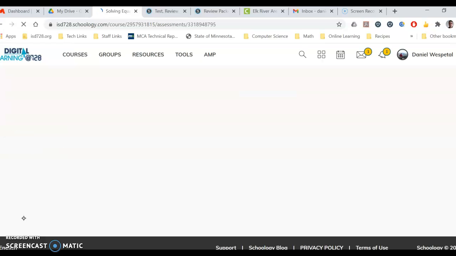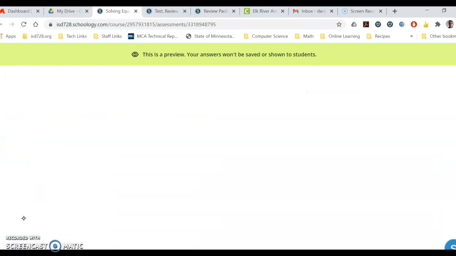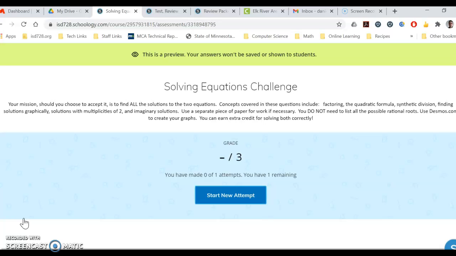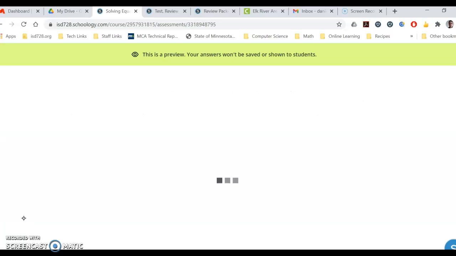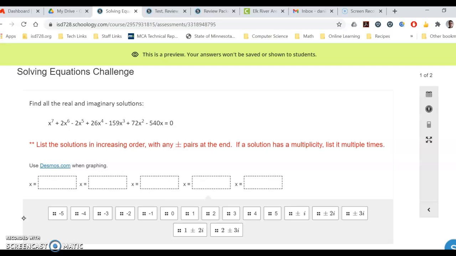Basically, you'll go in and I'm going to preview the two questions here. Start a new attempt. The first one again will be an x to the 7th. You'll have 7 answers to it, so your goal is to find all 7 answers. It's going to be drag and drop. To make the answers check automatically, please list them in increasing order.